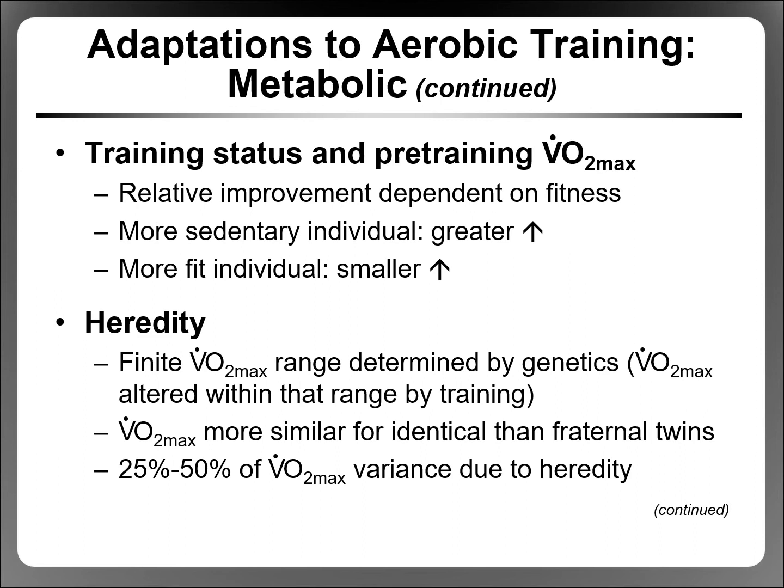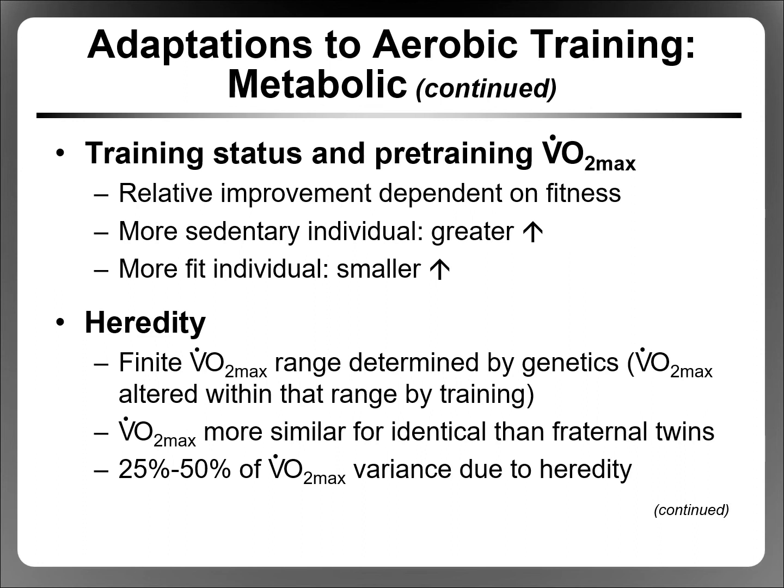Also, genetically, everybody has a finite VO2 max range. It does not matter how hard you train these people, everybody has a genetic ceiling. We have done studies on this, looking at identical versus fraternal twins. So identical twins are obviously genetically identical, and fraternal twins, even though they are born at the same time, are truly siblings and have their own unique genetic components.